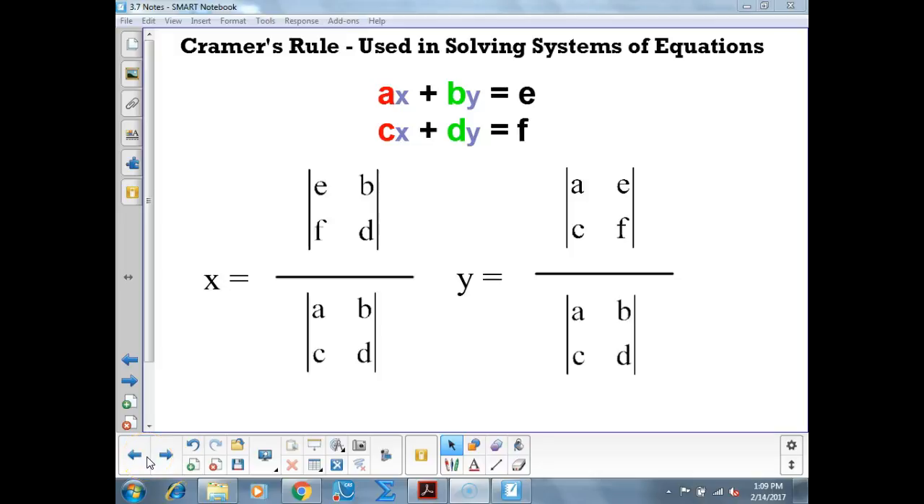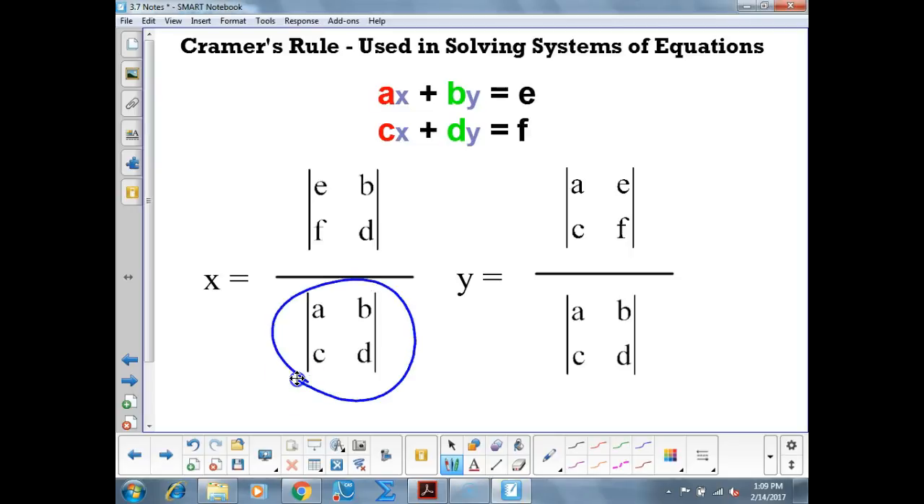Okay, so yesterday we learned the basics of Cramer's rule. And remember that I told you you start with these two down here. Okay, and those are the coefficients in the order that they are in the equation. Okay, A, B, C, D, left to right, top to bottom.